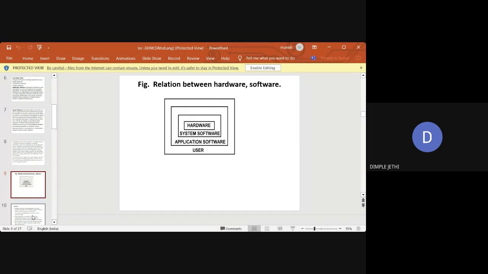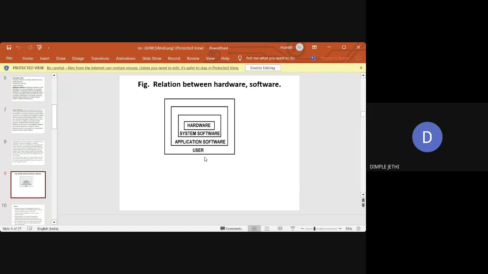But application software is as per your requirement. If you need it, you have it, or if you don't have it, your computer will work without that also. Like you have different apps: if somebody requires some particular purpose, he will install this app, otherwise he will not install it. So this is the hardware, and these are the types of software, application and system.